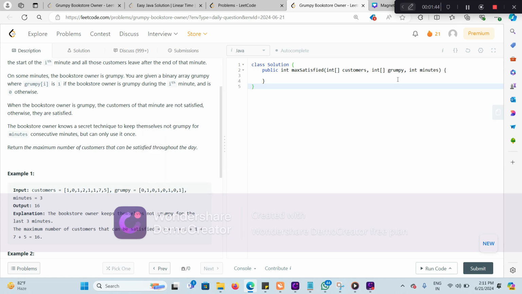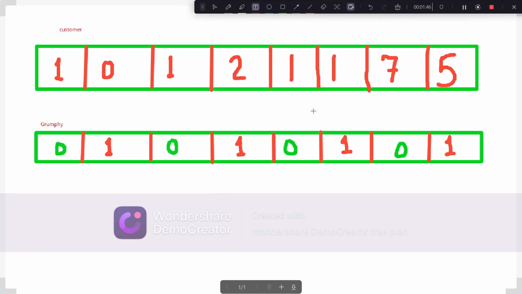Let me do a dry run of this code. See here, this is our customer array and the second one is the grumpy array. What is happening here is wherever there is a 0, that means on that index, see here, this is the very first index, it is 0 in the grumpy array. So here the customer 1 is satisfied, but here it is 1, so those customers are not satisfied.